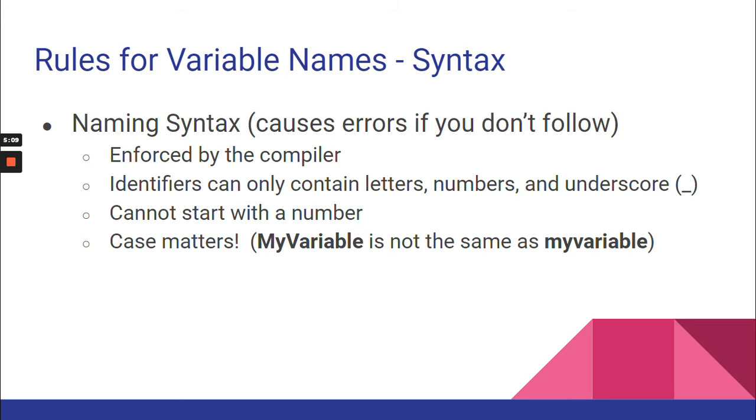And finally, case matters. Uppercase variable names and lowercase variable names or mixed case variable names are all different from each other. So my variable with a capital M and a capital V is different from my variable where M and V are all lowercase. So case matters when you're giving it a name. These are the rules for syntax enforced by the compiler. When you type it and you try to move forward, it will underscore it in red and say, I don't know what you're talking about here.